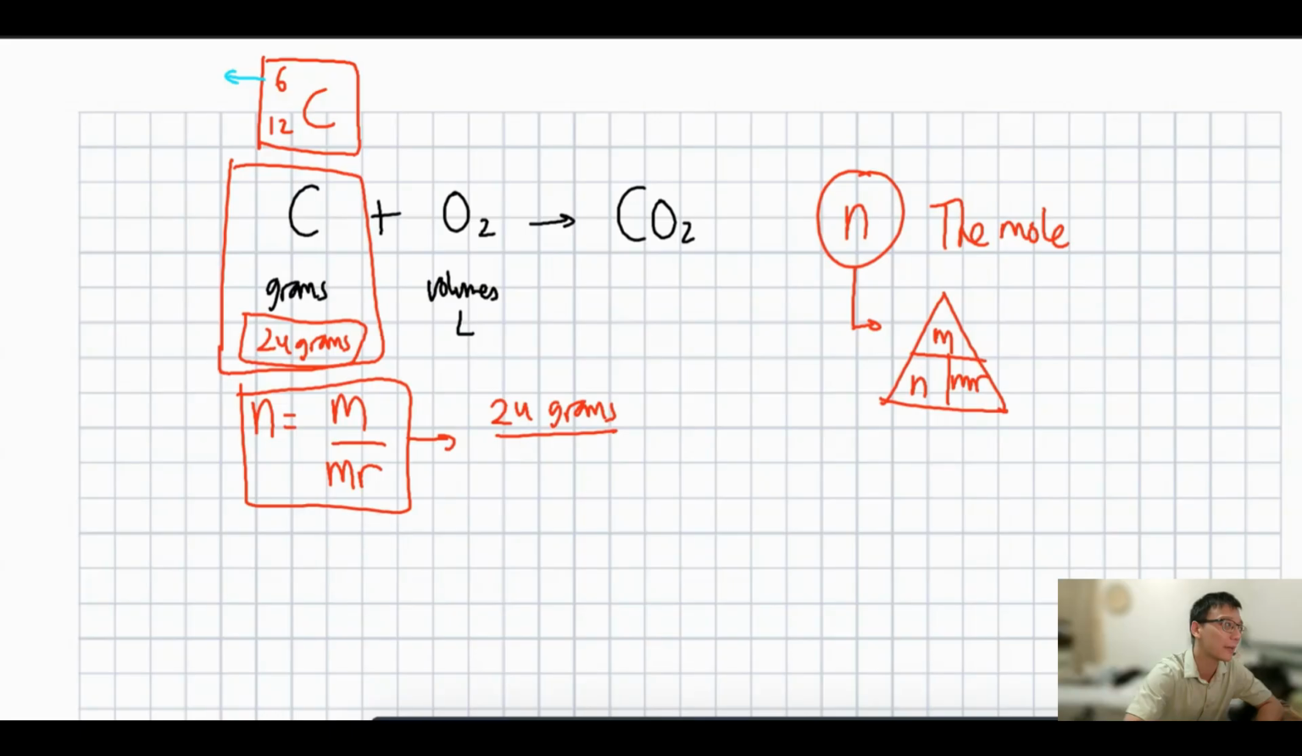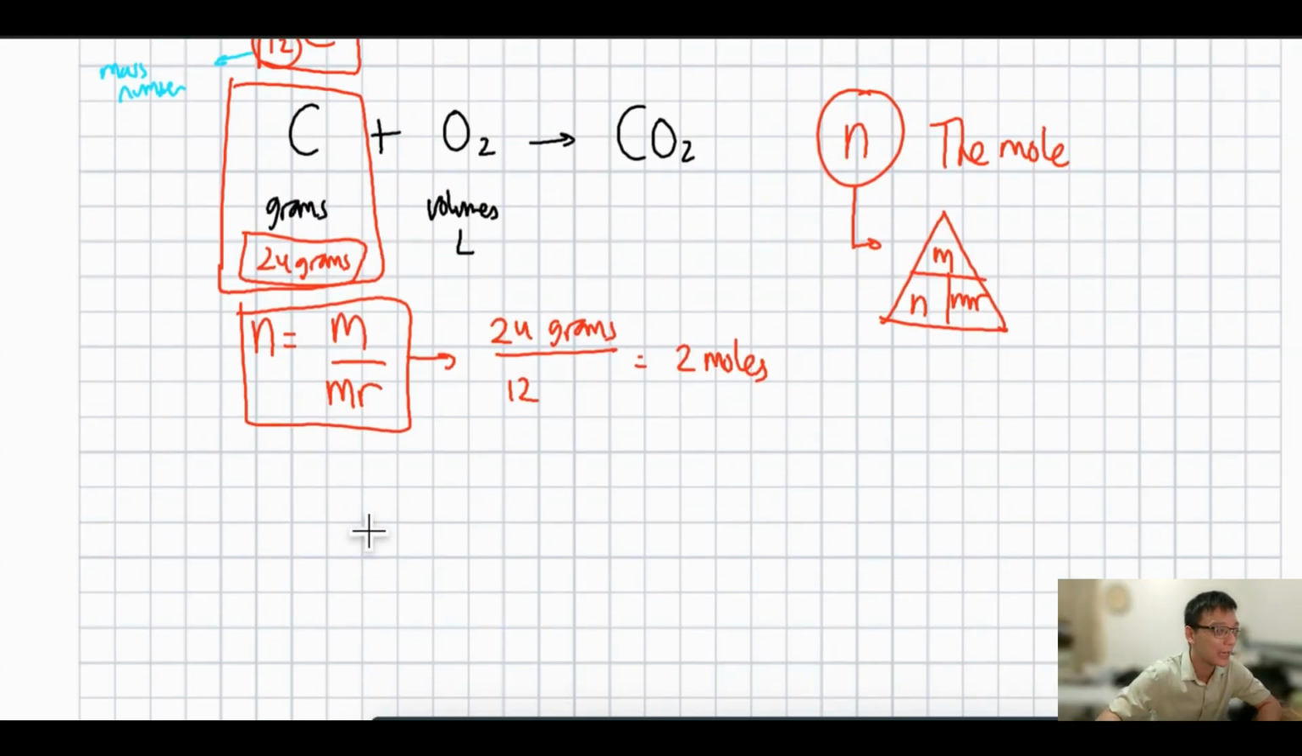Remember that 6 is the atomic number. It tells us about the number of protons and electrons contained in the carbon, while 12 is actually the mass number. So this is the number that we use to determine the atomic mass. Since this carbon is composed of only one carbon atom, we use 12. So we will get 2 moles. So in this reaction, we will be able to deduce the moles of carbon, oxygen, and carbon dioxide in this reaction.